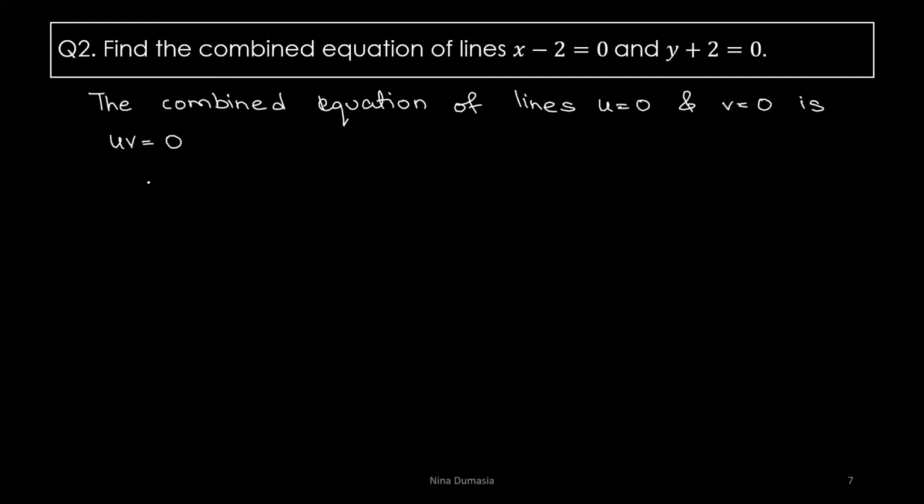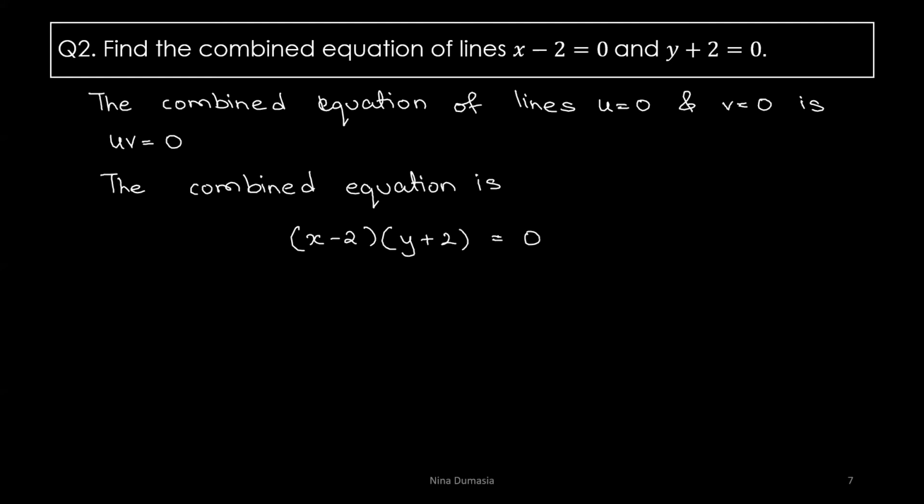So therefore now here what will you do? You can say that the combined equation is, we have x minus 2 into y plus 2 is equal to 0. So on multiplying this we get x into y plus 2x. ठीक है, पहले सबको x से multiply किया, अभी सबको minus 2 से करेंगे तो minus 2y minus 4 is equal to 0, and that's it. That is our combined equation. Okay. Now let us look at the third question.